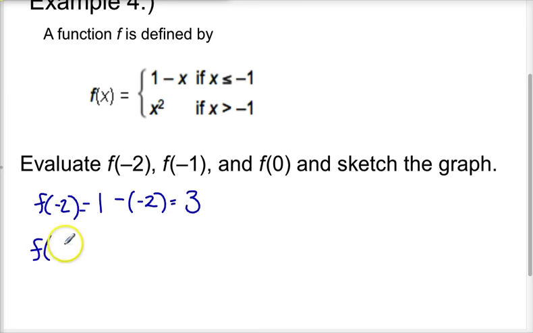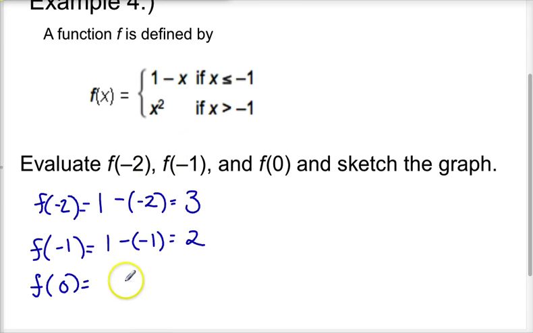If I evaluate f of negative 1, it'll be 1 minus negative 1, which is 2. And then if I evaluate f of 0, it actually fails this first test, so it has to jump to the next one, because 0 is greater than negative 1, so it'll be 0 squared, which is 0.